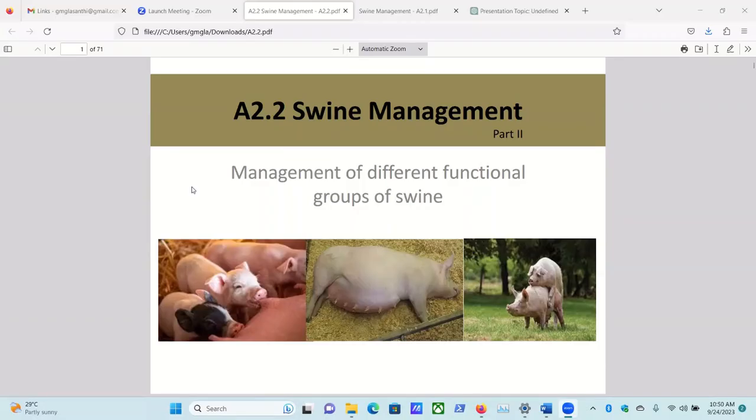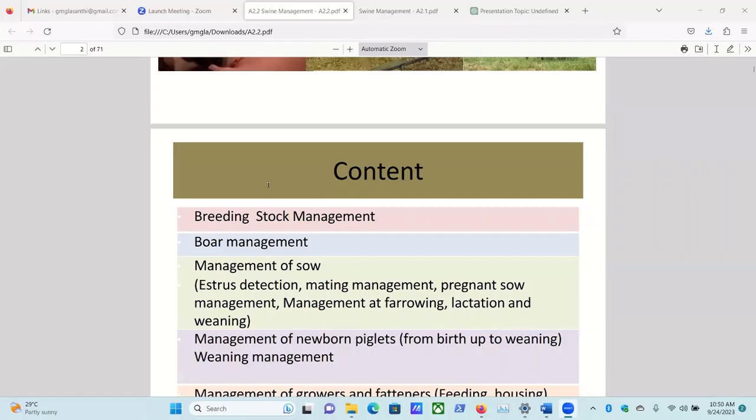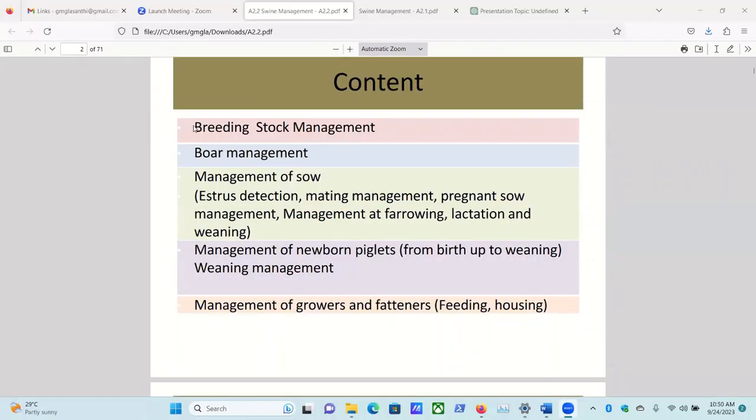So now we are going to discuss the management of those functional groups. That means for each and every group, what we are going to do, how we manage them, how we rear them. Those are the things we are going to discuss. So this is the content, these are the functional groups. You have to have an idea.